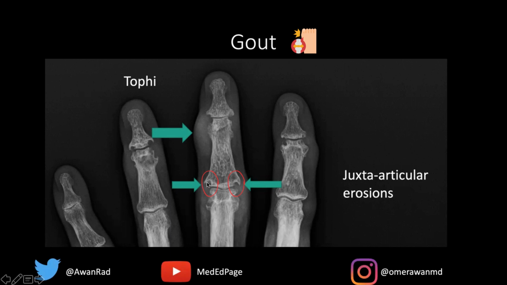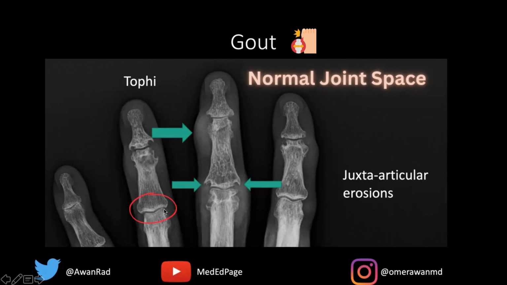But notice also that the joint space otherwise is preserved, right? You don't really get a lot of joint space loss in gout. You typically have normal mineralization until end-stage disease. Really nice example of what gout would look like.